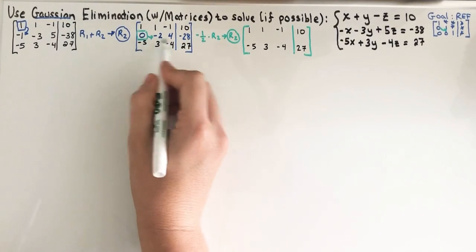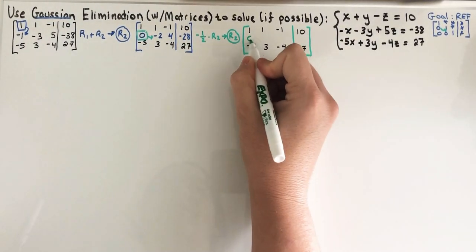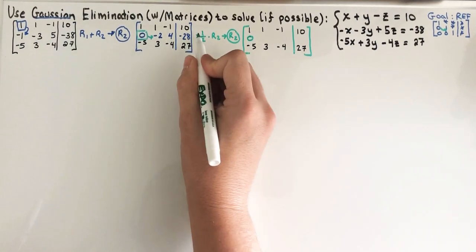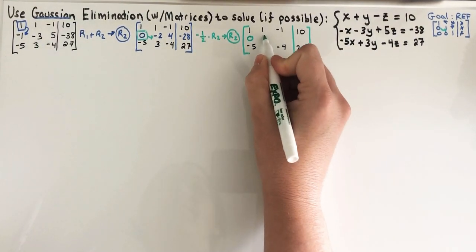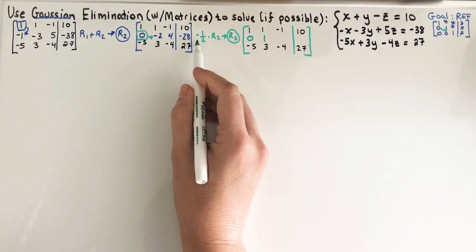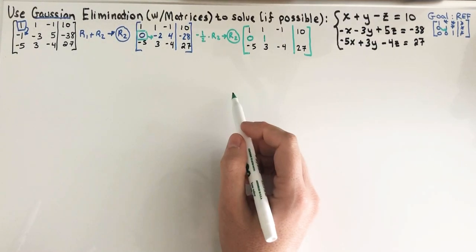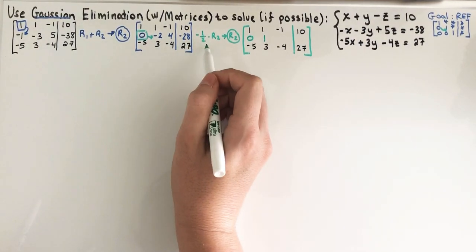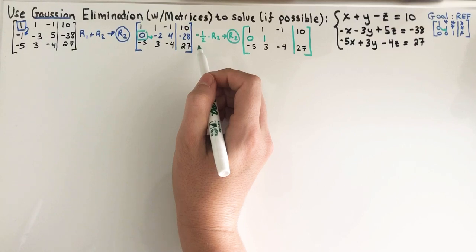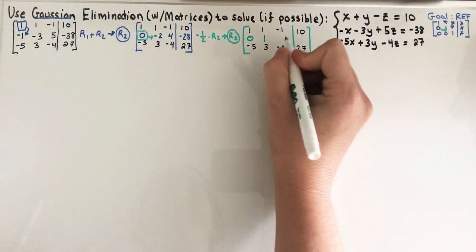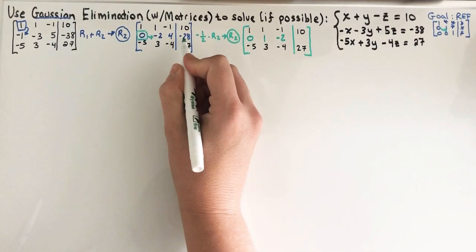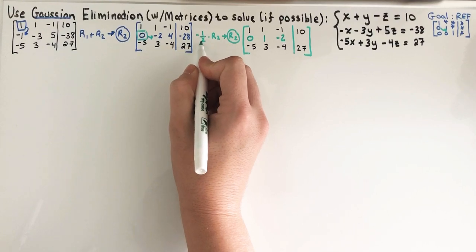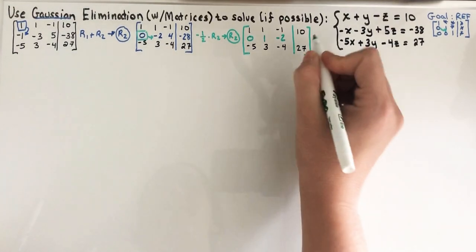Take -1/2 times row 2. 0 times anything stays 0. But -2 times -1/2 is +1. So make sure you use a -1/2 so that the negatives cancel each other out. 4 times -1/2 is -4/2 or -2. -28 times -1/2 is +28/2 or +14.